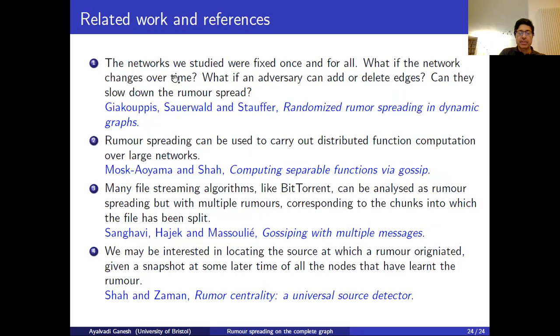Okay, I also mentioned what happens if the networks evolve over time. This paper looks at that problem. I mentioned applications that rumor spreading can be used to do distributed function computation. So here's a paper looking at that. Paper looking at file sharing algorithms like BitTorrent, and finally looking at identifying the source of a rumor in a network. Okay, so there's a large amount of related work and papers you can look at to present at the end of the term if you're a fourth year student.